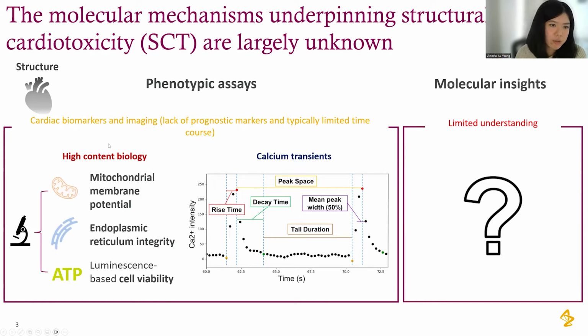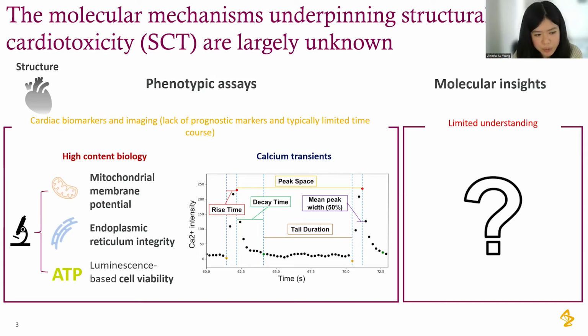In early drug discovery, we have some phenotypic assays to assess SCT. The one that we commonly use in AstraZeneca is called the high content biology imaging assay. In this assay, we assess 3 different parameters. The first is mitochondrial membrane potential. The second is endoplasmic reticulum integrity. And the third is ATP depletion, or a measure of cell viability.